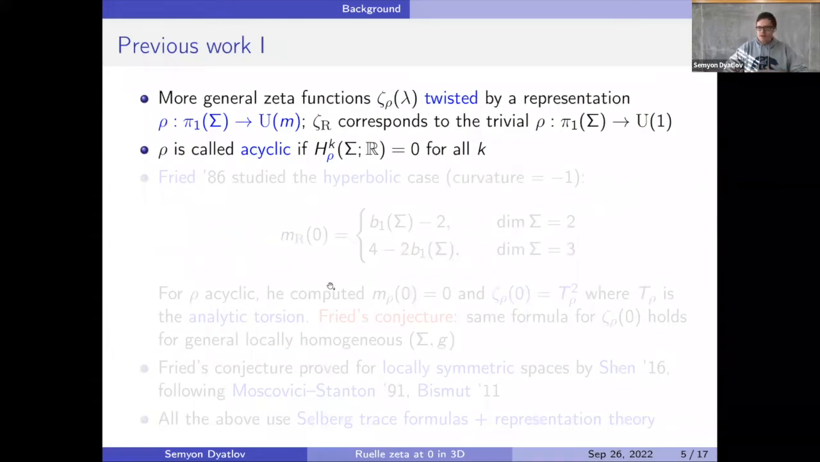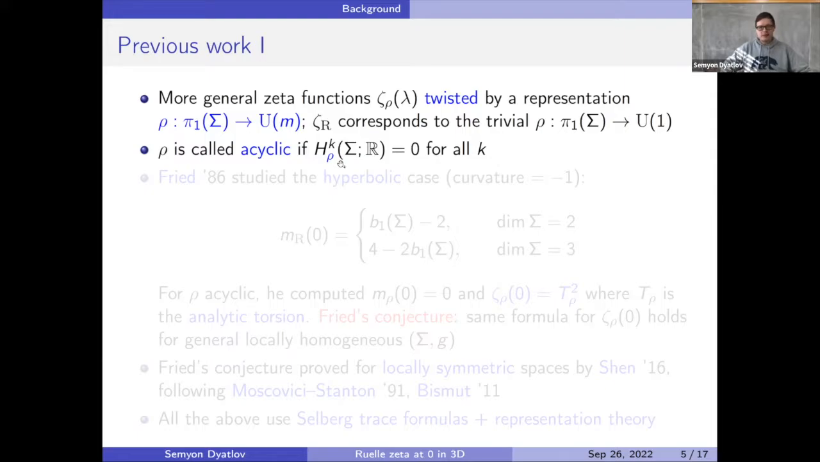So people have studied those for a long time because, well, those are fascinating objects to study. And one thing I should say, even though we do not do it in our paper, but in a lot of previous work, it comes in handy. You can actually look at more general zeta functions. You can twist by a representation, or this corresponds to taking a bundle with a flat unitary connection. Okay, and the trivial representation would correspond to the old zeta function.